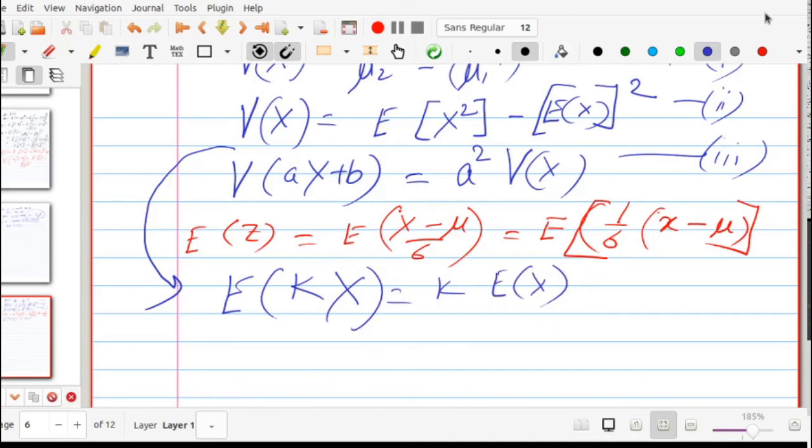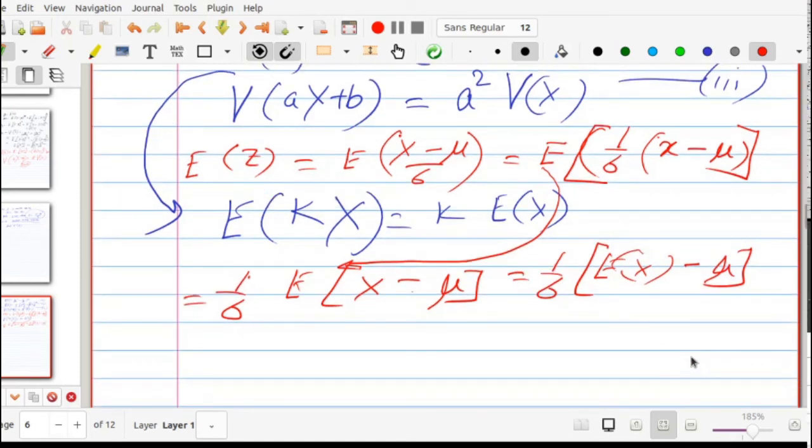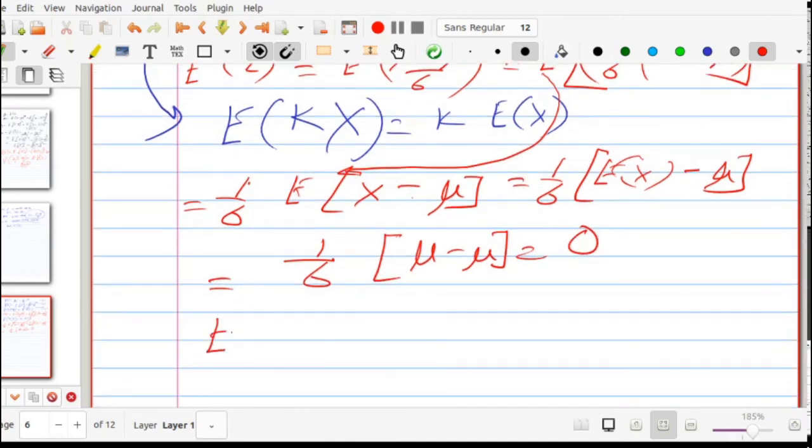Anyway, with this in mind, we can move this equation now to 1 by sigma expectation of x minus mu, right? And now if you move expectation E inside, you get expectation of x, and expectation of a constant is the constant itself, right? So this is mu again, and as you know, expectation of x is anyway mu or the mean, so it will be mu minus mu equal to 0. So what is it that we found out? We found out that the expectation of the standard random variable is 0.